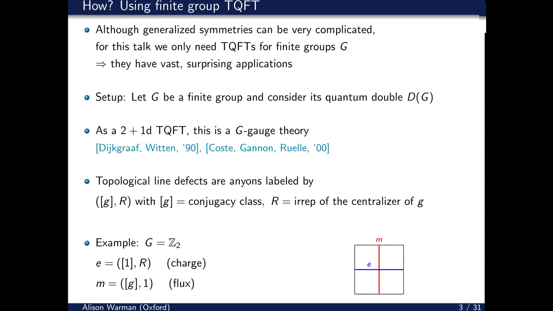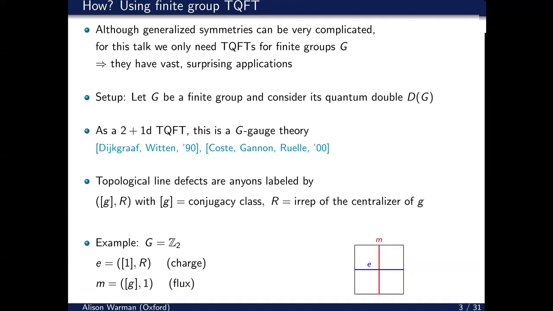Although generalized symmetries can in general be complicated, the technical tools I will use in this talk are only those for finite group TQFTs. So if we take G to be a finite group, we can consider its quantum double, whose representations are topological lines in a 2+1 TQFT. This is known as a Dijkgraaf-Witten theory, and one can very explicitly compute all its modular data.